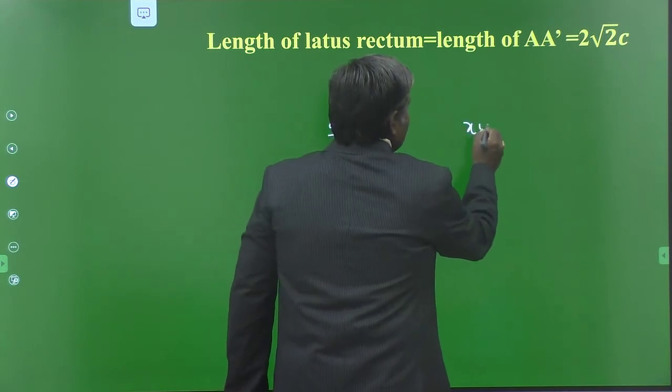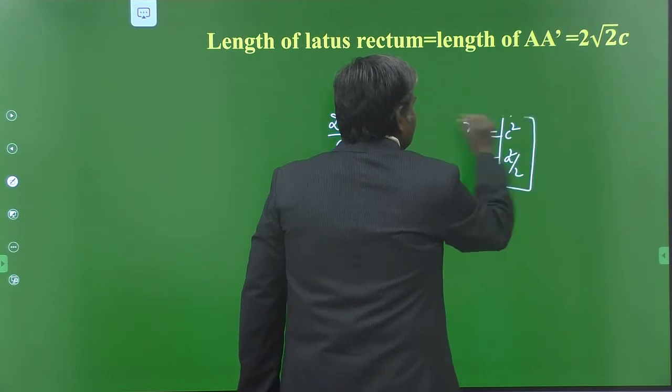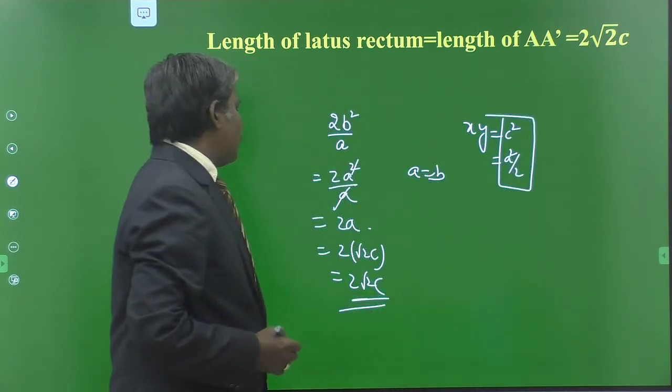So xy is equal to c square. That is nothing but a square by 2. Don't forget this relation: c square is equal to a square by 2.